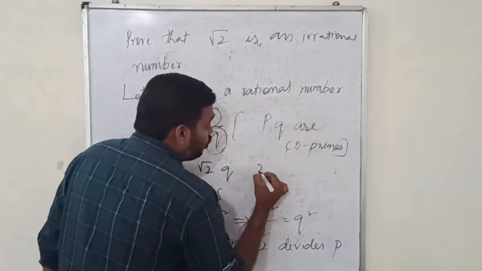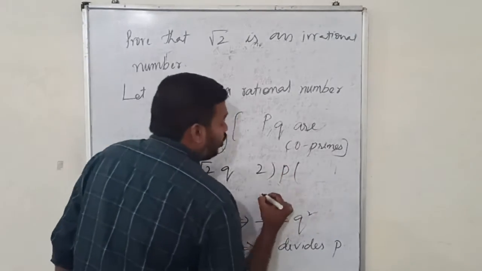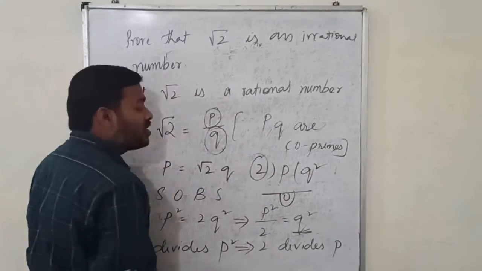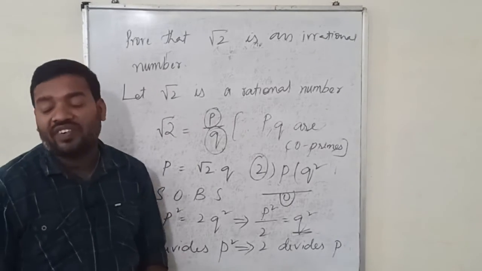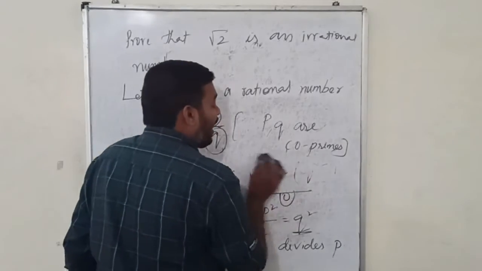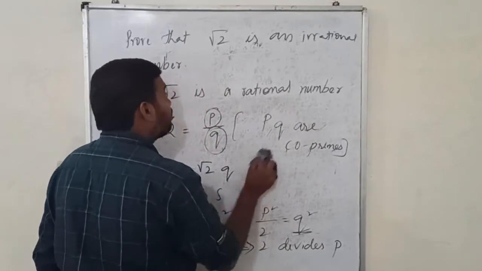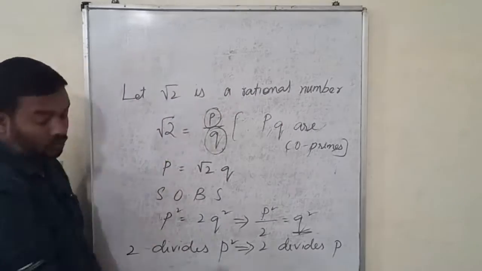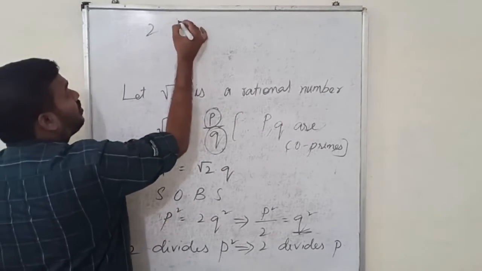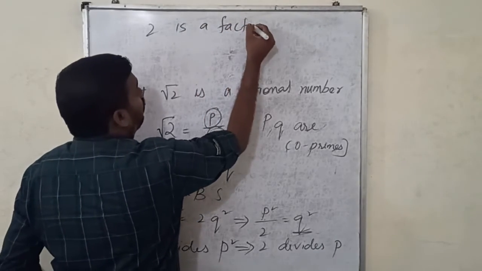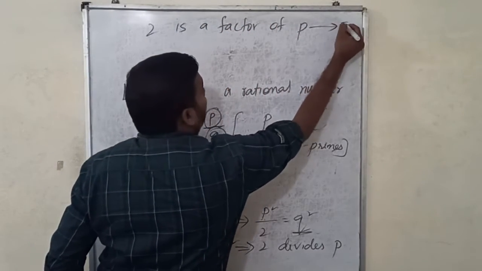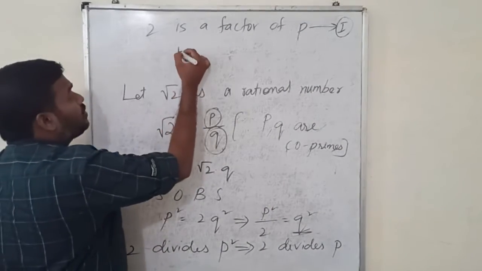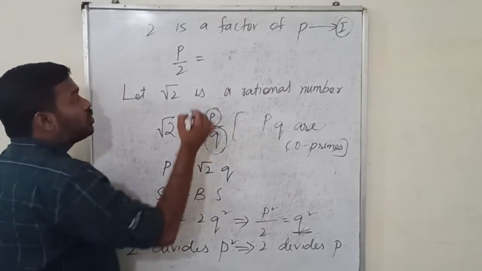That means if 2 divides P and you are getting 0 as remainder with some quotient, then 2 is a factor of P. So you can write that 2 is a factor of P. This is our first statement. Next, if 2 divides P, that is P by 2, you will be getting some quotient, say A.